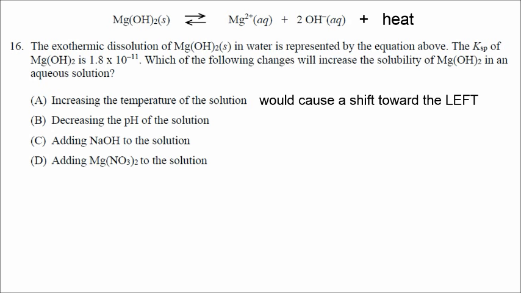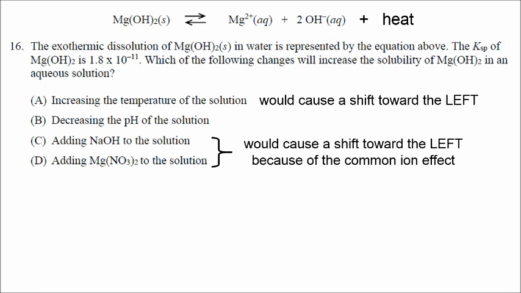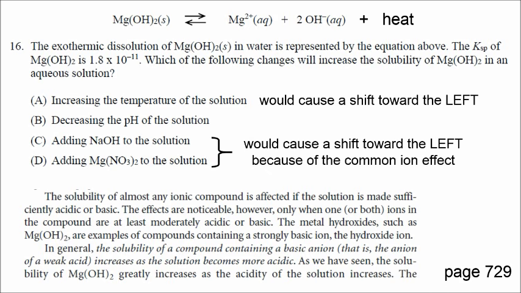If we add either hydroxide ions or magnesium ions, that's the common ion effect, that would cause a shift to the left as well. So why is the correct answer B? Remember, this is on page 729, that when you have a salt that contains an anion that acts like a base, then the solubility will increase as the solution becomes more acidic. So when you lower the pH and make the solution more acidic, you are going to remove hydroxide ions, and that will shift the equilibrium toward the right, making it more soluble.